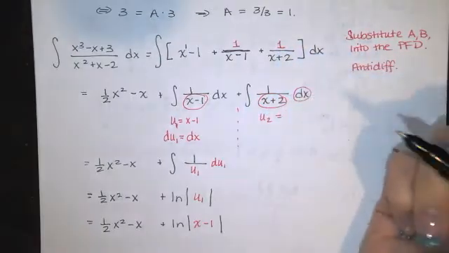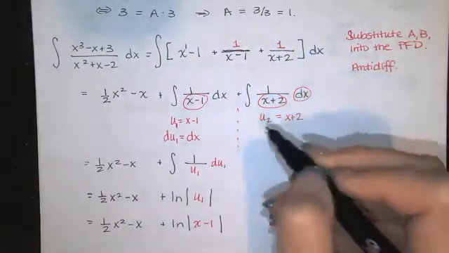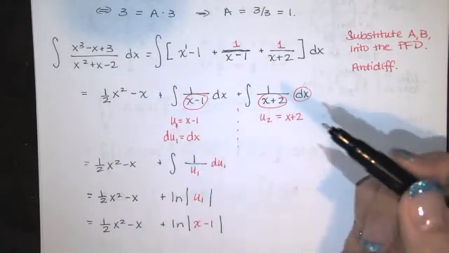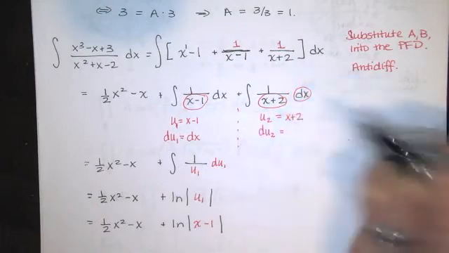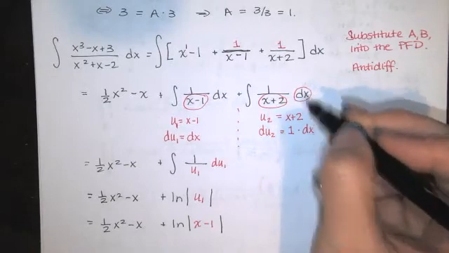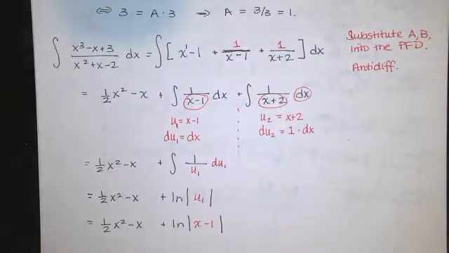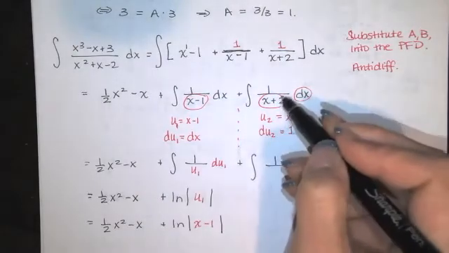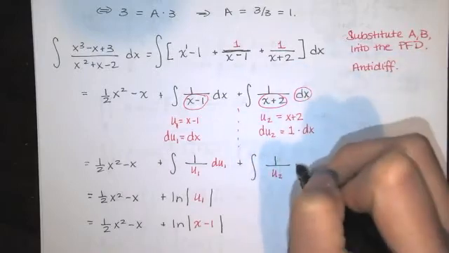I'll let my u equal x plus 2, but I will add a subscript of 2 on that to say that this u is different from that u. u2 is x plus 2. The differential of u is the derivative of this, which is 1, times dx. So dx can be replaced by du2, and this can be replaced by u2. So we're going to see an integral that's very similar to what we had here. We still have a 1 there. The x plus 2 is replaced by u2, and the dx is replaced by du2.